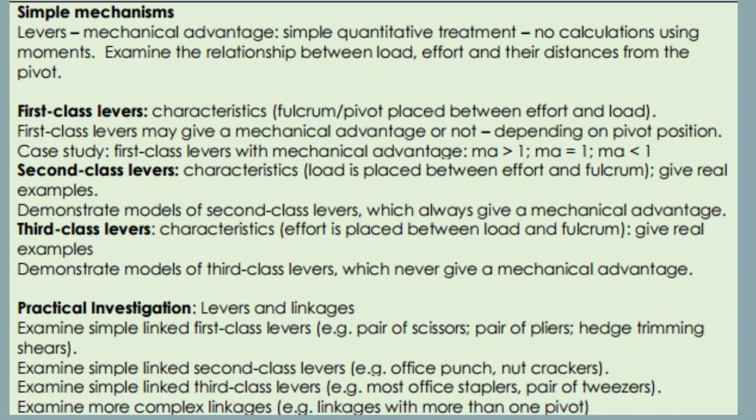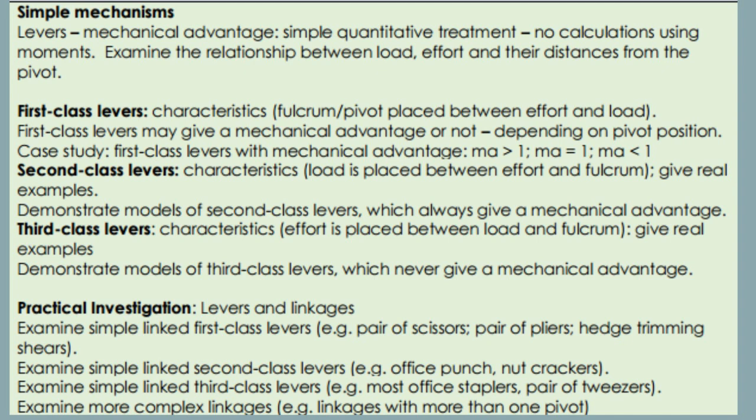First-class levers. Characteristics: the fulcrum or pivot is placed between the effort and the load. First-class levers may give a mechanical advantage or not, depending on pivot position. Case study: first-class levers with mechanical advantage greater than 1, less than 1, and equal to 1.